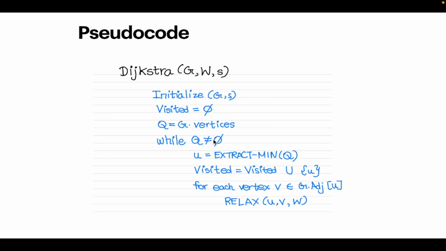And while the queue is not empty, we perform an extract min operation to extract node U. And this basically fetches and deletes U from the priority queue. And we then add node U to the visited set. So this effectively means the distance of U from S will no longer change. And after that, for each neighboring vertex V of U, we basically perform an edge relaxation. That is, we relax (U, V).